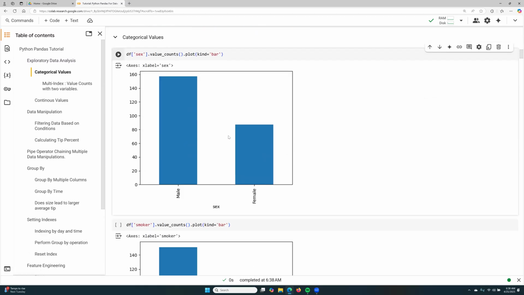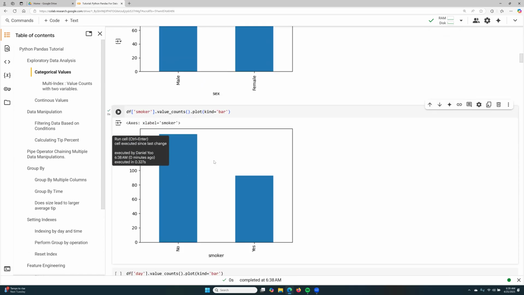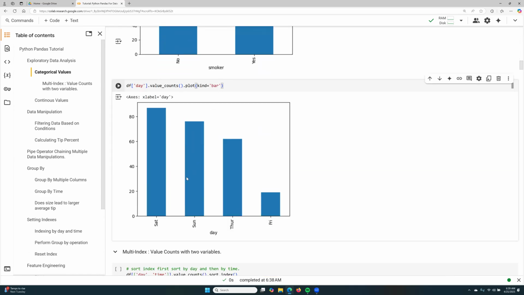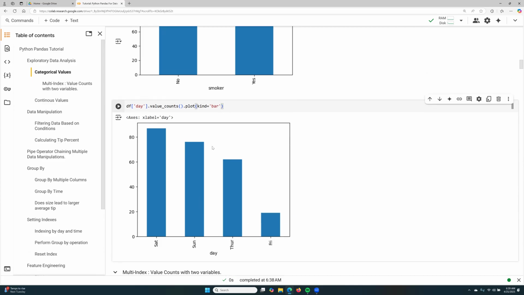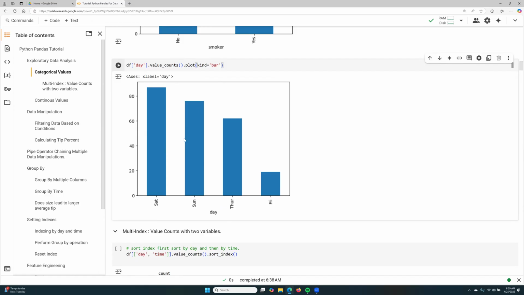Okay. Here's smoker. And obviously it's skewed towards people that don't smoke. The type of days: Saturday, Sunday, Thursday, Friday. So you see Monday, Tuesday, Wednesday is missing. So it's probably reflecting that it's open only on these days.